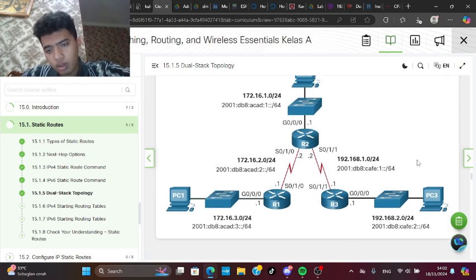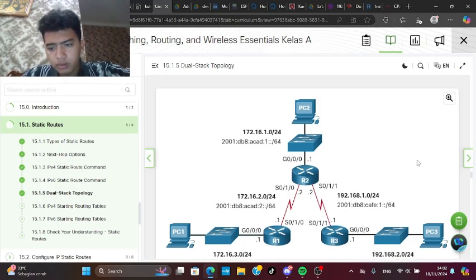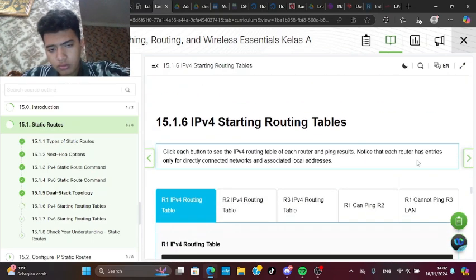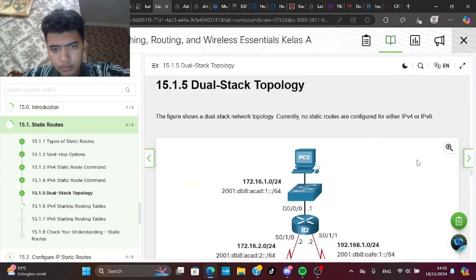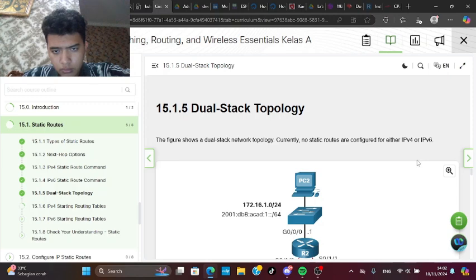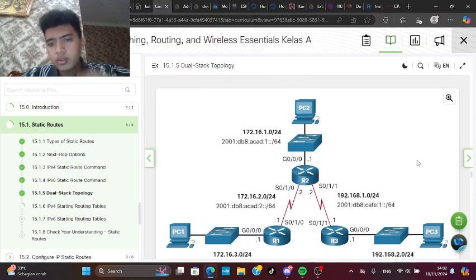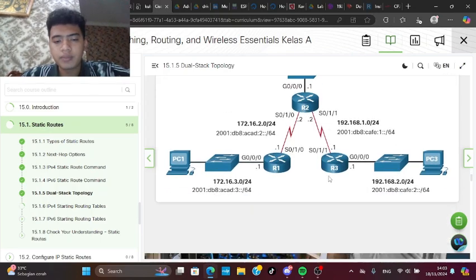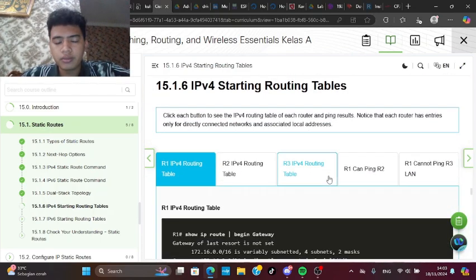So in this dual stack topology, which is what we see now, there is no IP version 4 or IP version 6 configuration in this topology.